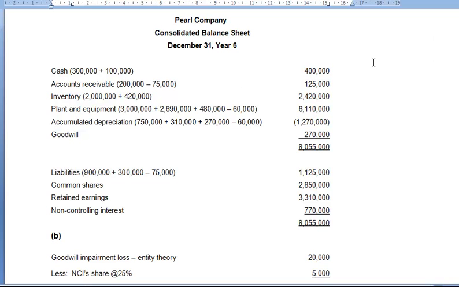The accounts receivable: to get your accounts receivable, you'll notice that we deducted 75,000. The reason we did that was because we noticed that Silver didn't have any receivables at the end of the year, so it's like a plus 0 here. But we had to deduct 75,000 because 75,000 of that 200,000 is intercompany. The question told you that the sub owed the parent $75,000 on December 31st, year 6. What that means is that's an intercompany payable and receivable.